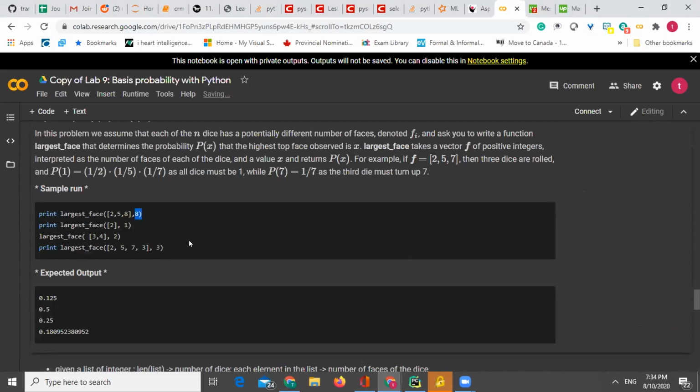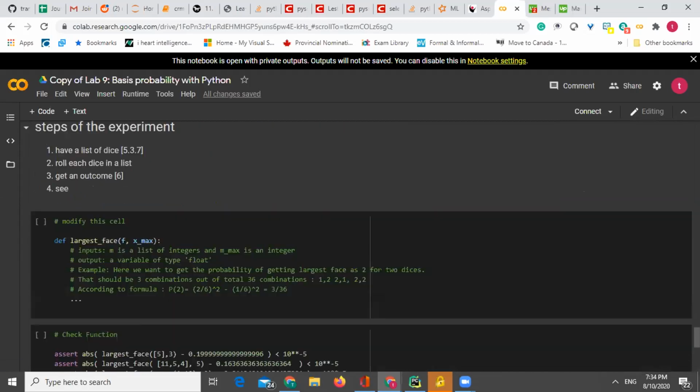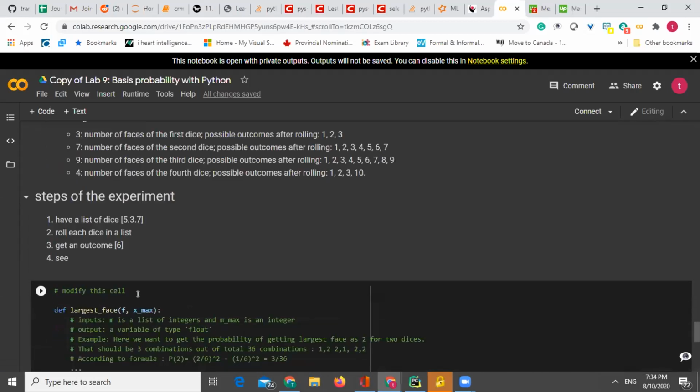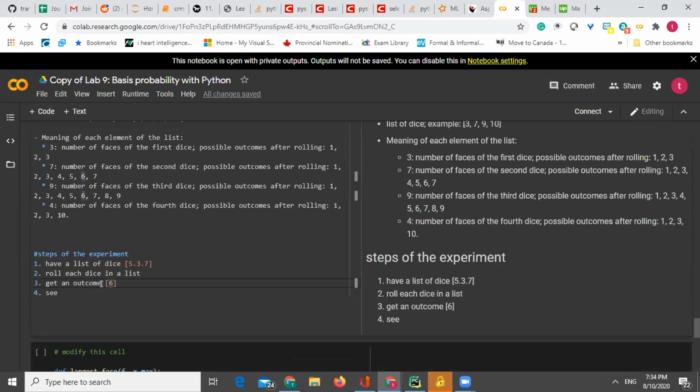No, they don't take just the last one. They take any value. In this case, it is 8. The second case is 1. Any value, the number of faces. Oh, okay, so take any random outcome. Yes, any possible random outcome. Oh, no, don't write it. Take any random outcome.